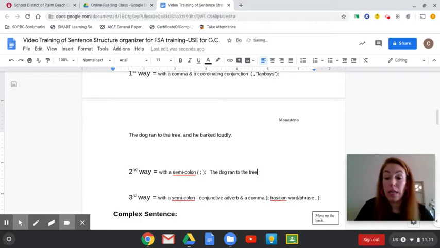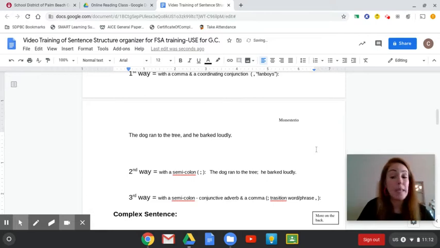Okay, "he barked loudly" is my second one. I'm going to write that. He barked loudly, because we already said that's a complete thought. That's an independent clause, period. Now, instead of linking it with a comma and a FANBOYS, I'm going to link it with a semicolon. The dog ran to the tree; he barked loudly. That's two independent clauses linked together with a semicolon.